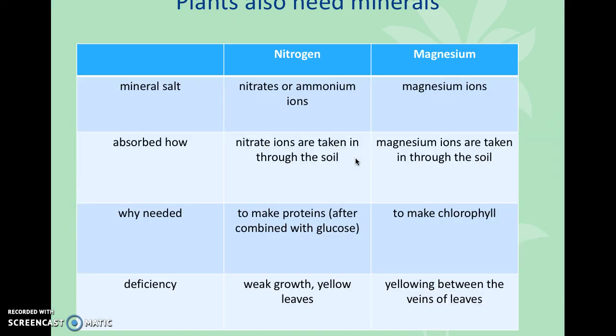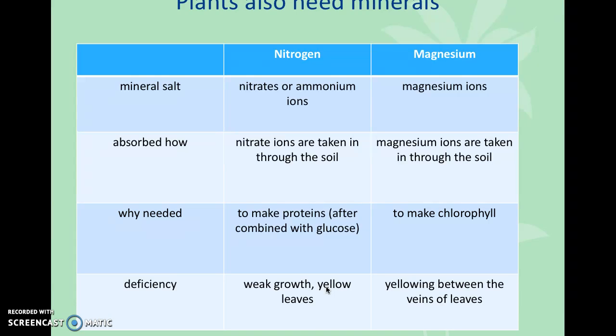Some other important factors: plants also need minerals. Nitrogen and magnesium are key things. The mineral salt will be nitrates or ammonium ions. They're absorbed through the soil and used to make protein after combining with glucose. If you don't have nitrogen, you're going to have a deficiency that forces weak growth and yellow leaves. Magnesium ions are taken in through the soil.